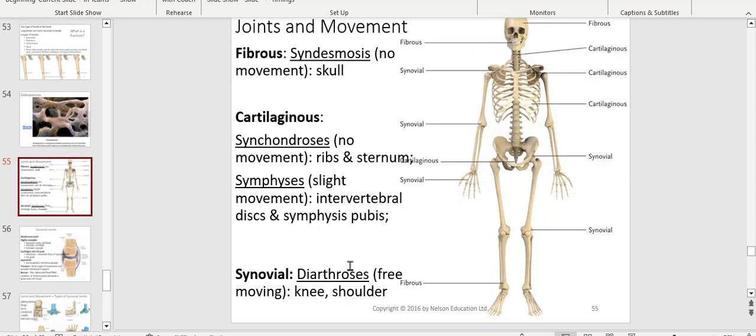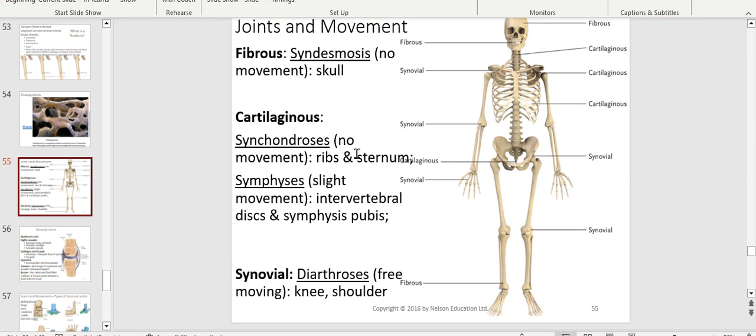Okay, joints and movement. Now, there's fibrous joints, also called syndesmosis. No movement. You can't move the frontal bone of your skull. Those are what we call fibrous joints. Remember the bones of the skull that came together through intramembranous ossification, and they don't move. That's what we call fibrous or syndesmosis joints.